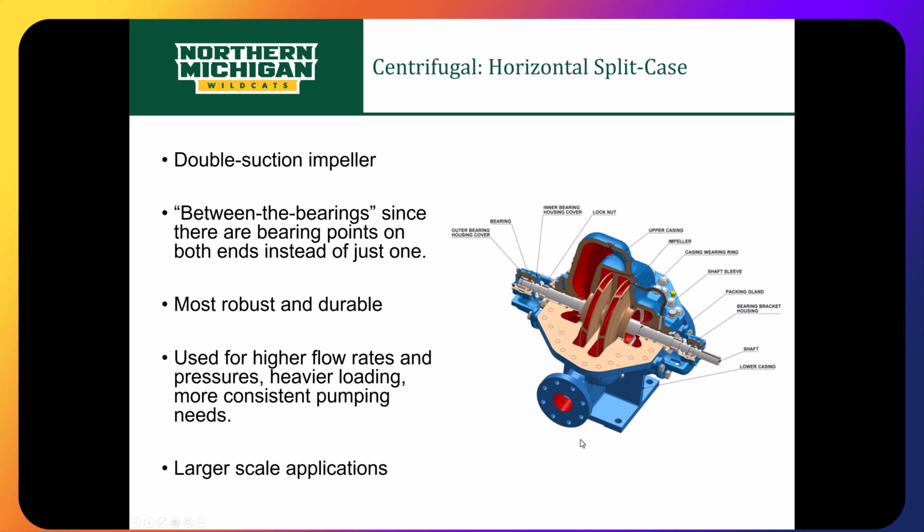Here's what it looks like. So instead of having an end suction where liquid would be coming in from one of these directions and then being distributed out in the opposite direction, this would have an inlet in one way and an outlet in the other way. So we have the double impellers here. We have the two bearing plates on each side. So these are, again, used in much bigger applications.